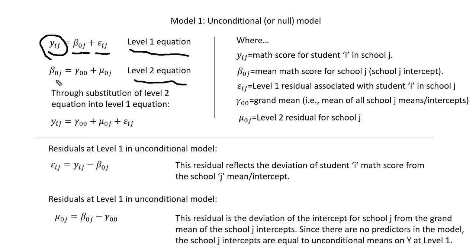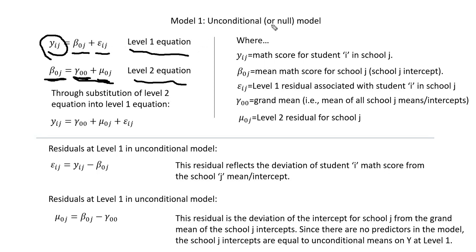In the level 2 equation, you can see that now we have beta 0j set equal to gamma 00 plus mu 0j. To make this a little less complicated, we're saying that a given school's average math achievement score is equal to the grand mean of math achievement scores across all of the schools plus the difference between the school mean and the grand mean. The grand mean, gamma 00, is nothing more than taking the school means for math achievement and averaging them out.